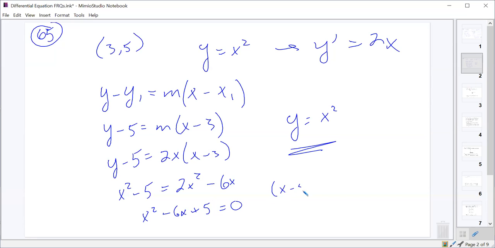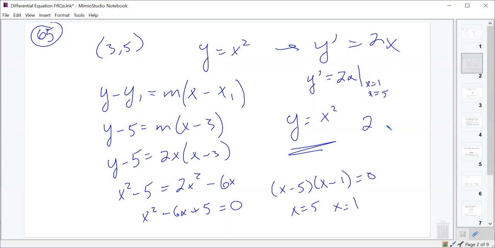If we factor that, x minus 5 and x minus 1 equals 0, so x equals 5 or x equals 1. And if x is 5 and x is 1, the slopes, 2x evaluated at x equals 1 and x equals 5, should give us values of 2 and 10. Yeah, choice C. Oh, good. How'd that go? Everybody feel okay about that?